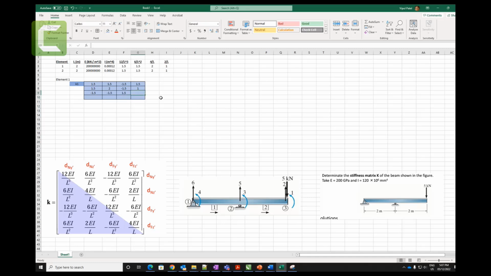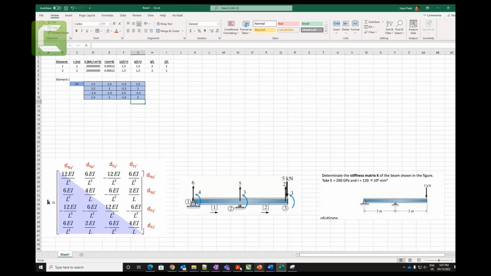Minus 6 on L squared equal to positive 6 on L squared. 2 on L equal to 2 on L, and equal to minus 6 on L squared. And 4 on L equal to 4 on L. This one's okay.